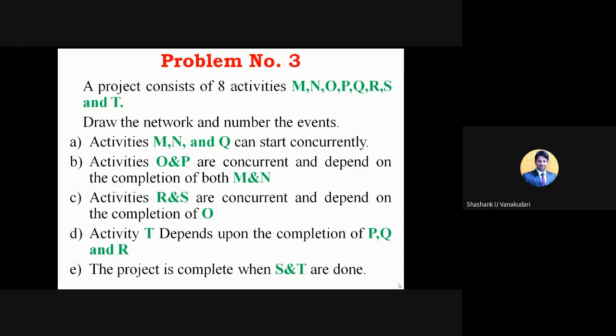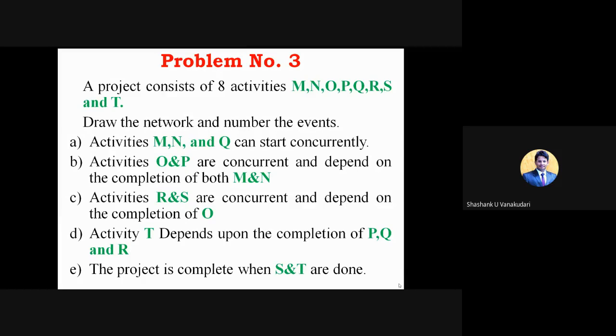Then O and P are concurrent and dependent on the completion of both M and N. If O and P activities have to start, then M and N have to complete. Only then can you start O and P. So O and P are purely dependent on the completion of M and N. If M is finished and N is pending, you are not supposed to start O and P. They are interrelated with these 2 activities. So that is the second condition. Once we solve the network diagram, you will come to know how they are interrelated with each other.